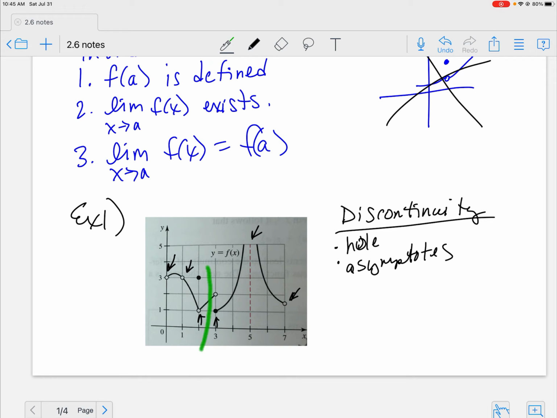Just look at what's happening here at 2. Yes, there's a value. Yes, there is a limit from the left and right, but criteria 3 is what fails there because they're not equal, right? Okay. So continuity, looking at that checklist, what makes sense? That's what I want to know, right? That's what is happening there. Okay.